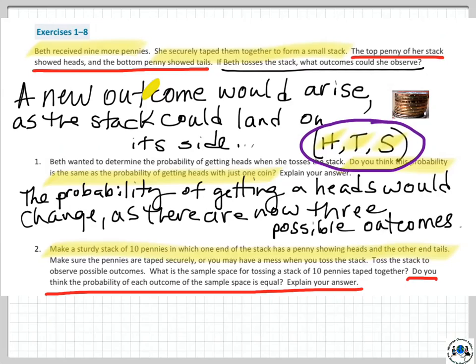Okay, and do you think the probability of each outcome of the sample space is equal? Explain your answer. Do you think there's an equal chance of heads, tails, or sides? I'll ask you to pause right now, think about it, or actually go ahead and make your stack of pennies and come on back. Pause, make your stack, come on back, answer this question, and then we'll start.